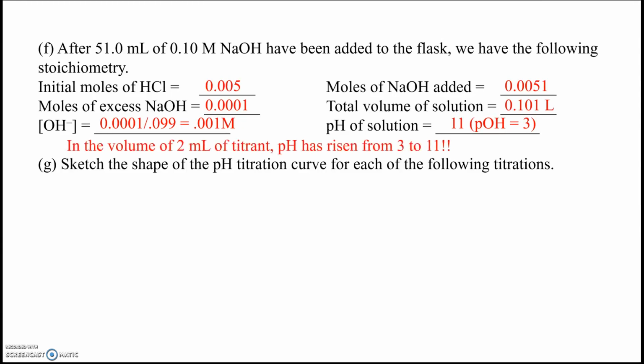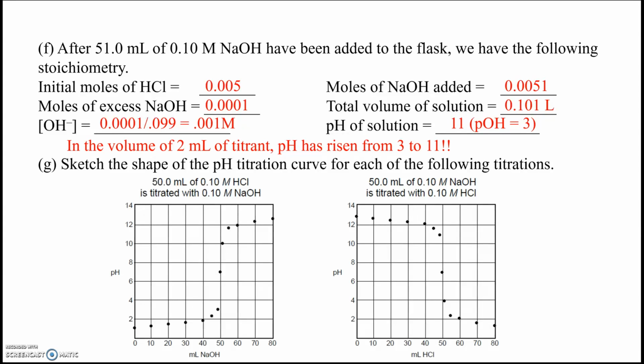All right, now, this is interesting because in the space of just 2 milliliters of added titrant, in other words, from 49 to 51 milliliters, the pH has gone up from 3 to 11. This is a 100 million fold decrease in the molar concentration of H plus. Truly dramatic pH change. If I were to graph a curve like this, it would look like this. The one on the left is where I've added the sodium hydroxide to HCl, and the one on the right starts with the sodium hydroxide and adds HCl to it. It's just the other way around. And you can see that these curves are mirror images of each other.